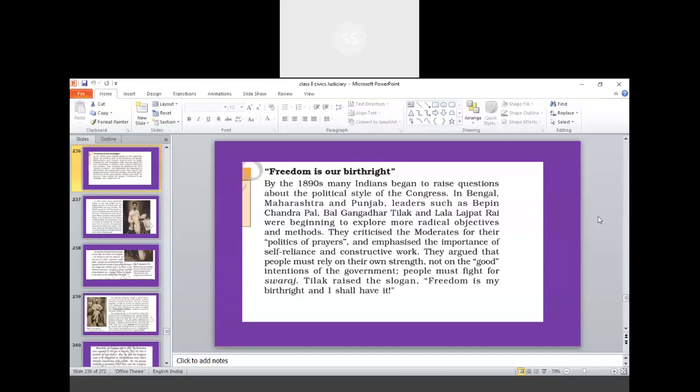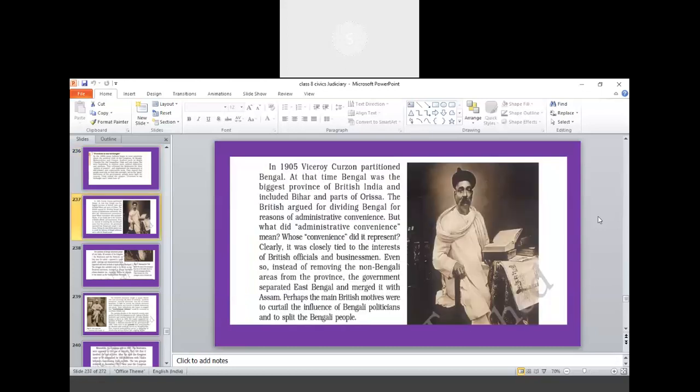So radical leaders like Bipin Chandra Pal, Lala Lajpat Rai, Bal Gangadhar Tilak, they outrightly criticized the method followed by whom? Moderates. Very good. Write down this particular point. In 1905, Viceroy Lord Curzon partitioned, divided Bengal.